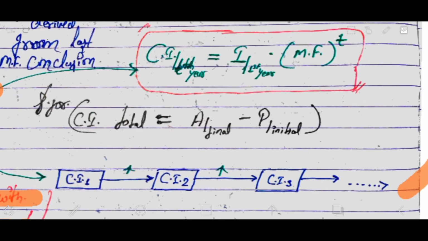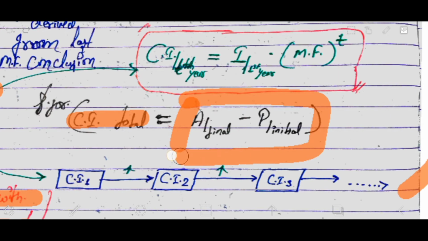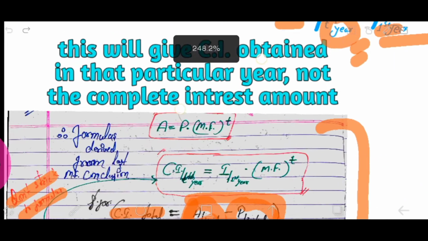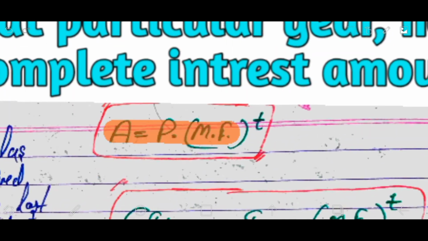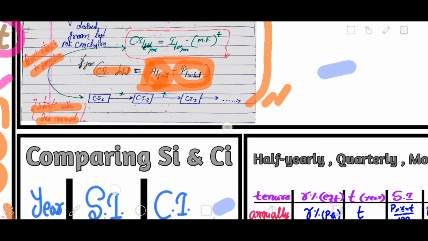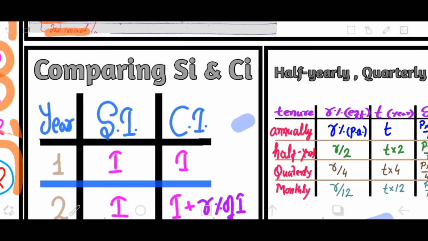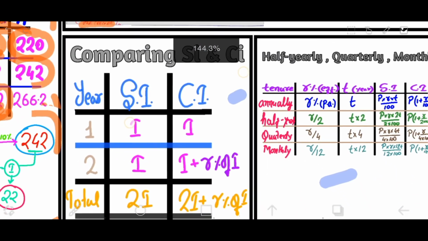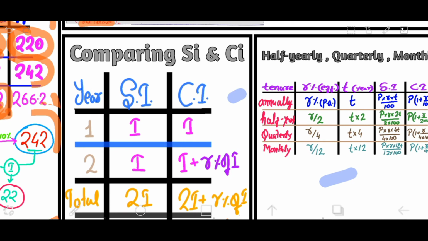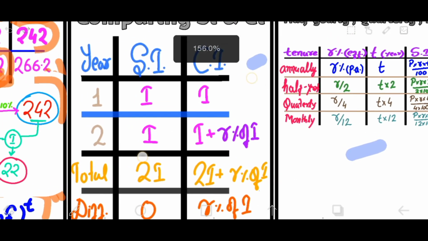And now one more thing: CI total. If you have to calculate this, then you have to go with this process, subtracting the principal amount, that's the initial amount, from the final amount. And how could you calculate this final amount? That's stated here. So this is another concept which you'll encounter in this chapter. It's not really a concept, but it's better to understand this as it could help you in solving various problems. So let's move on.